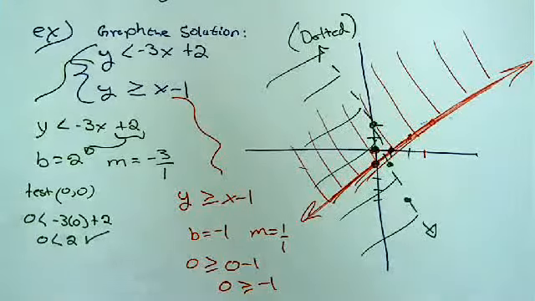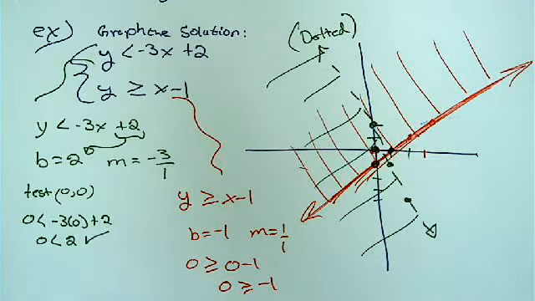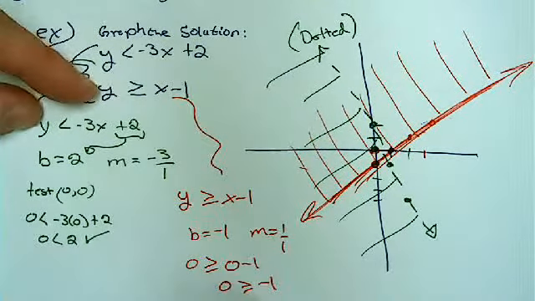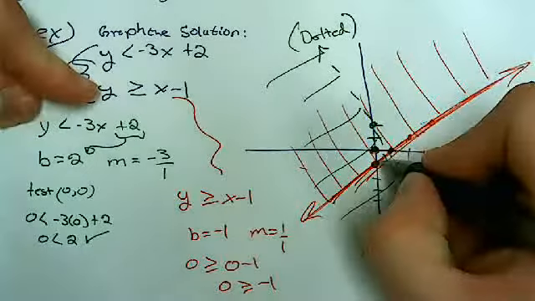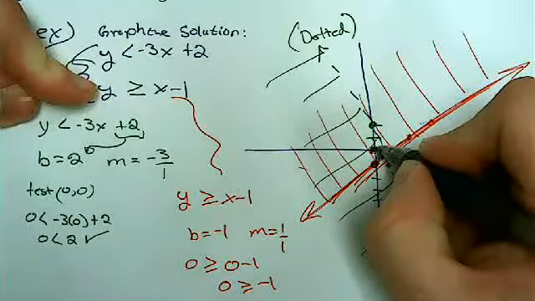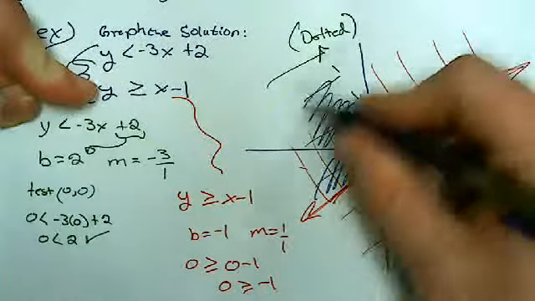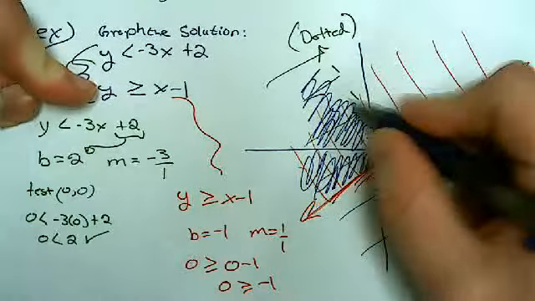So really what I'm looking for now are all the points that make both of these statements true. All the points that when I put them in the first equation work, and all the points that work in the second equation. And that's going to be this region right here. Can you erase the other shaded part? You can.